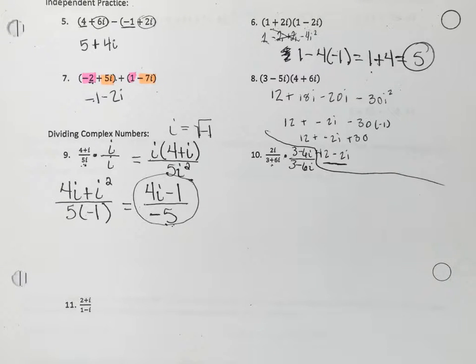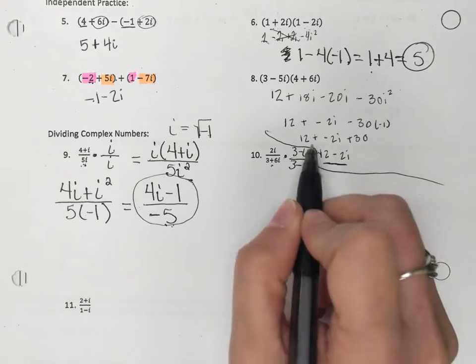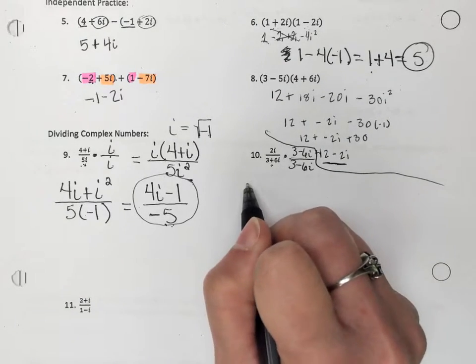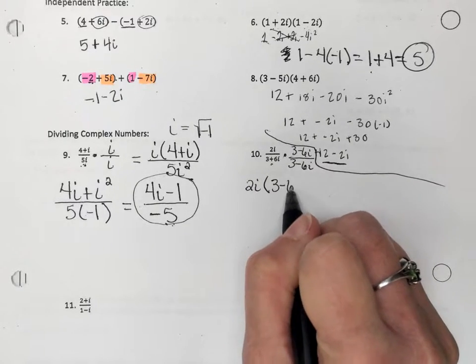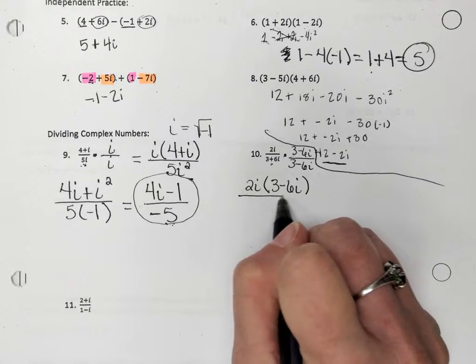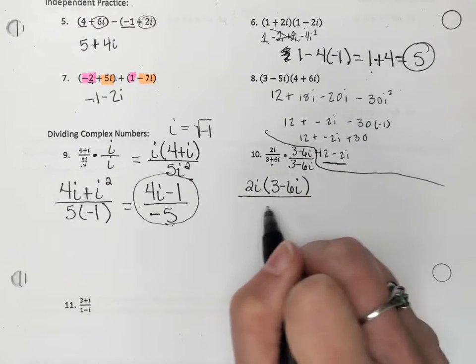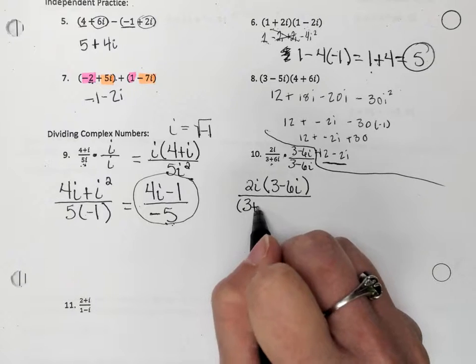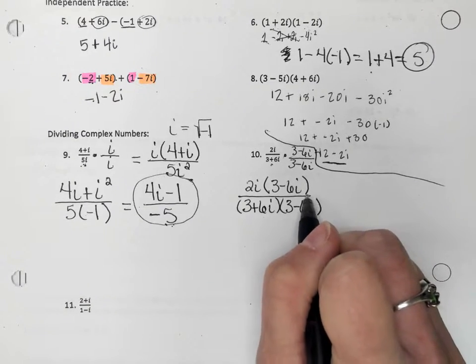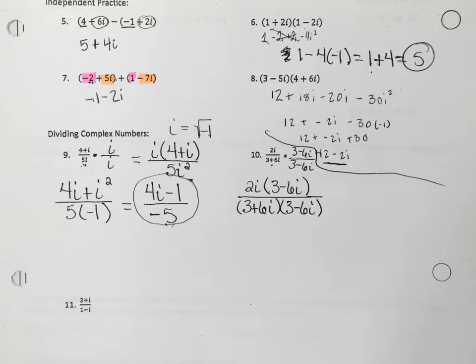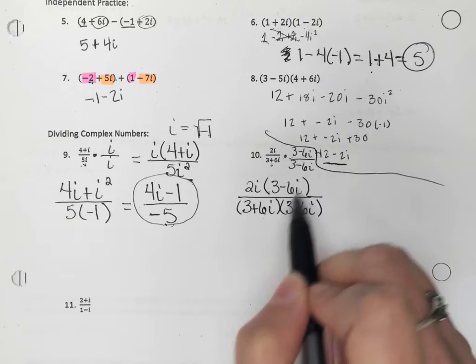Why is that legal? Because anything divided by itself is 1, correct? So I haven't changed the meaning. This is just multiplying by 1. All right, so I'm going to smush, okay? All I'm going to do is smush. 2i times 3 minus 6i. I didn't do any math. I just smushed them. Same thing on the bottom. I'm not going to do any math. I'm just going to smush them together. Are y'all okay? We just multiplied by the conjugate and smushed them.